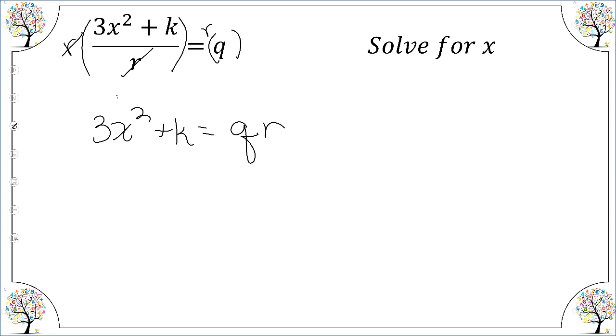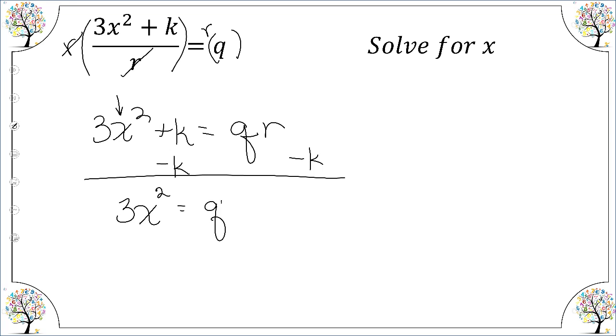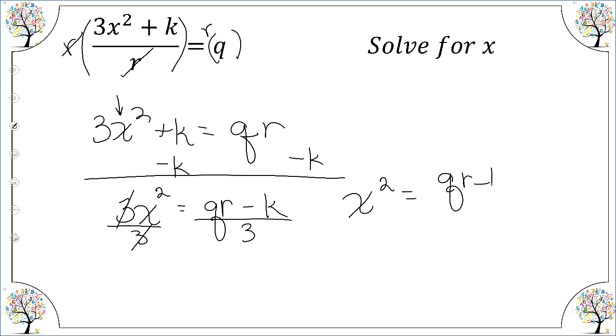I'm keeping my eye on the thing I'm solving for. So I'm going to subtract k. I'm going to subtract it at the end of the already existing expression. I have to get rid of the 3 times, so I'm going to divide. The long fraction bar keeps that top part together. So I have x squared equals qr minus k over 3.